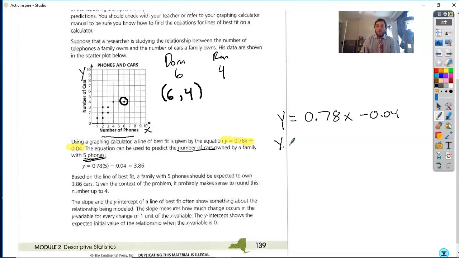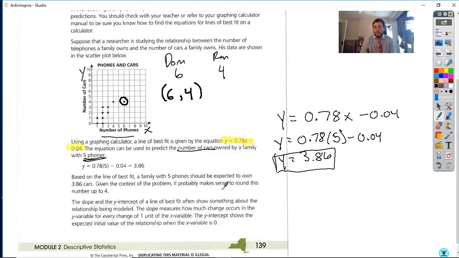So if we were to write that out, we'd say y equals 0.78. Then we're substituting in 5 for the number of phones, then minus 0.04. And then if you work that out, you get y equals 3.86, which predicts that a family would have 3.86 cars, right, if they had 5 phones. But given that you can't own 3.86 cars here, right, it probably makes sense, as they say here, to round up to the number 4.